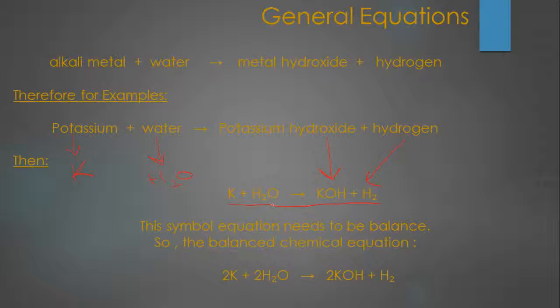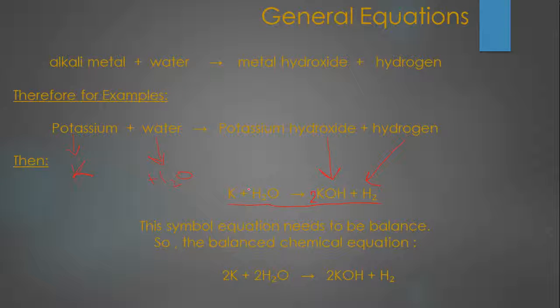So how could we balance it? We'll just simply multiply this KOH with 2. So we have 2K, 2O and 2H. So over here it becomes 4H, 2 oxygen and 2 potassium. So over here how can we balance it?